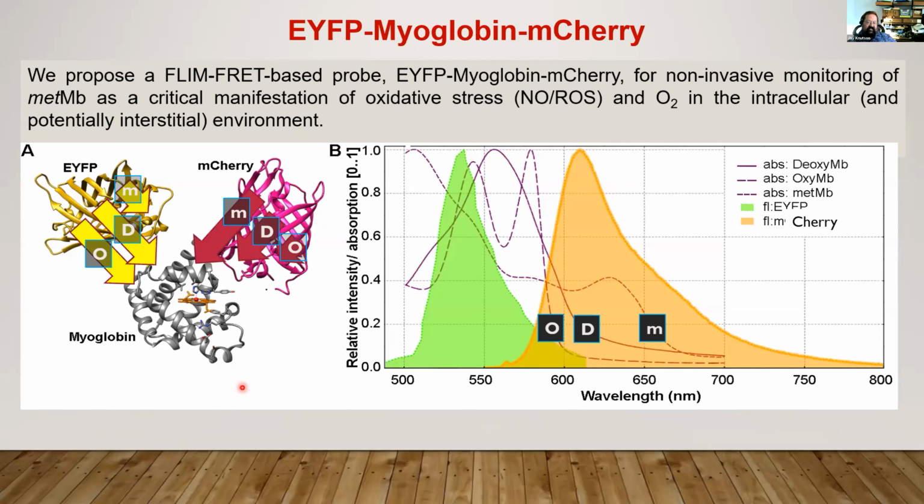So I've indicated that here with arrows indicating strength of FRET. EYFP would have similar FRET from either oxy or deoxy states and a weakened transfer from met. So short lifetimes, long lifetime. mCherry would have a very short lifetime for met, a short lifetime for deoxy, as I've shown you, and a fairly long lifetime for oxy, almost the same as mCherry.